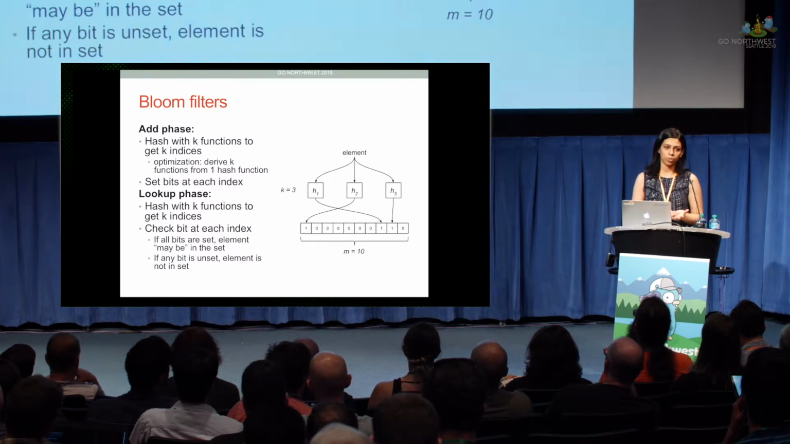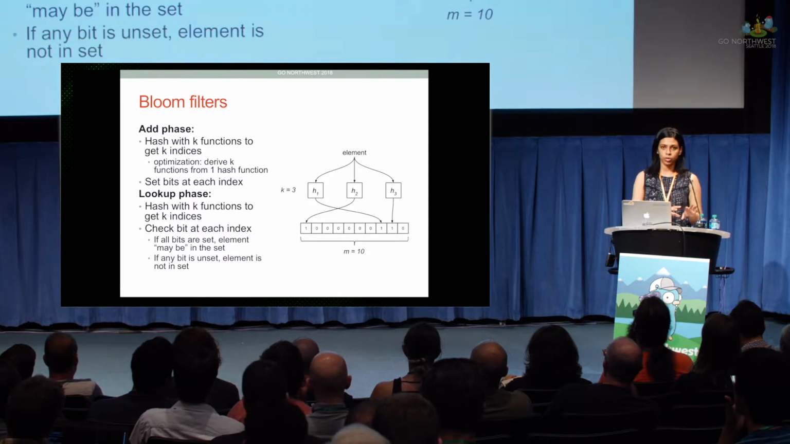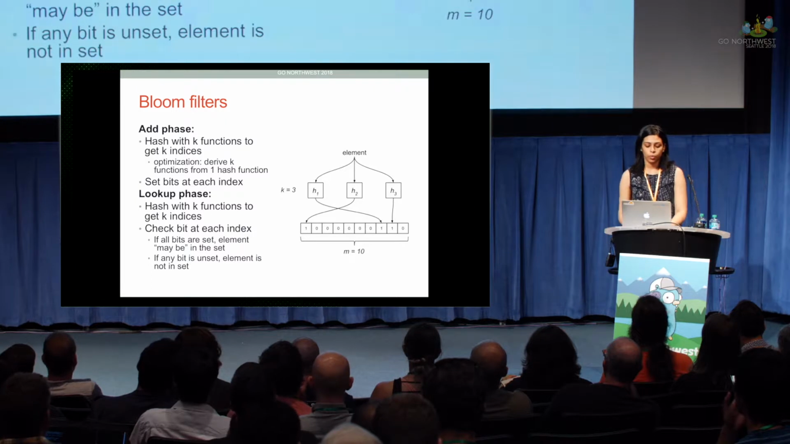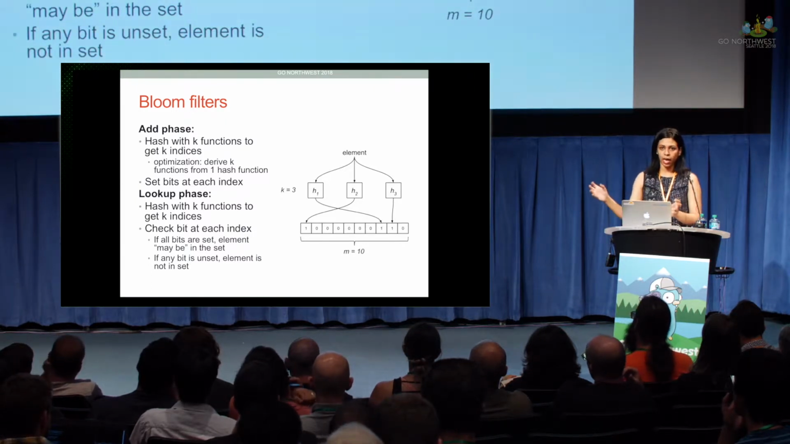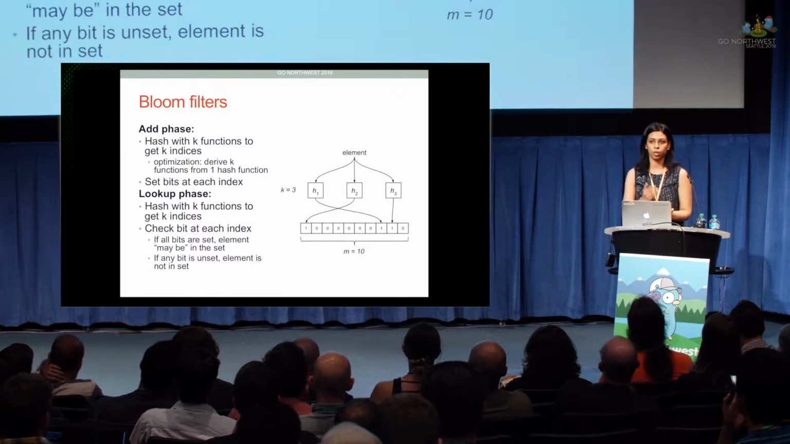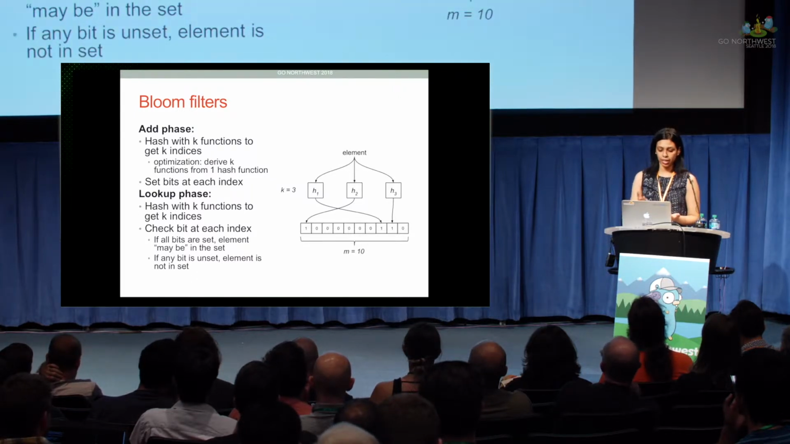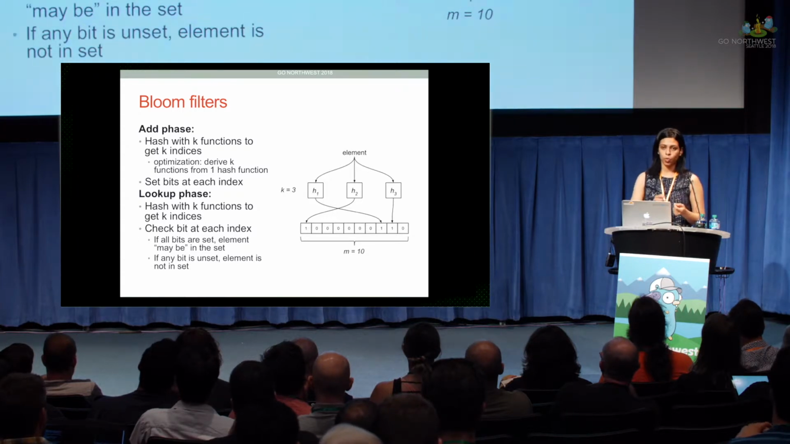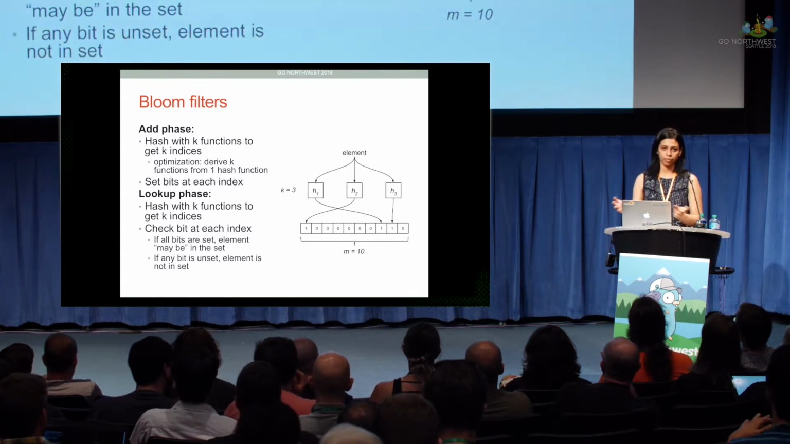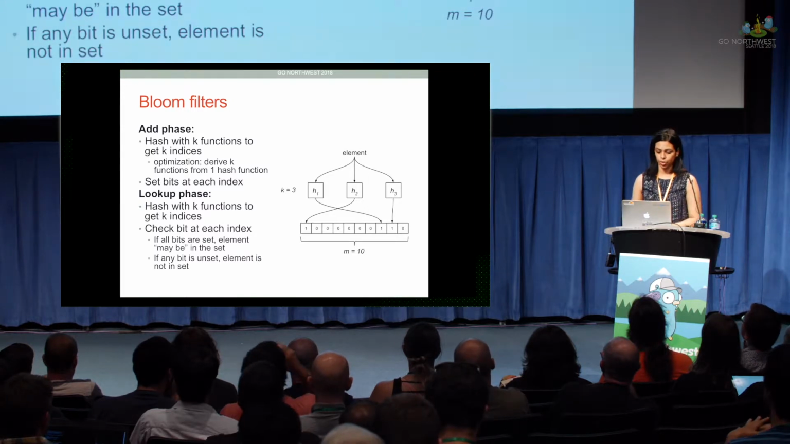You must be familiar with the hash map. It's more or less similar to a hash map, but a hash map does care about collisions, whereas a Bloom filter doesn't care about collisions. There may be collisions. Whenever you get an element, you apply, say, three hash functions. The hash functions may be cryptographic or non-cryptographic. Typically, cryptographic hash functions are slower, so people use non-cryptographic hash functions. And if you want to optimize it further, you can use one hash function and derive k functions out of it.